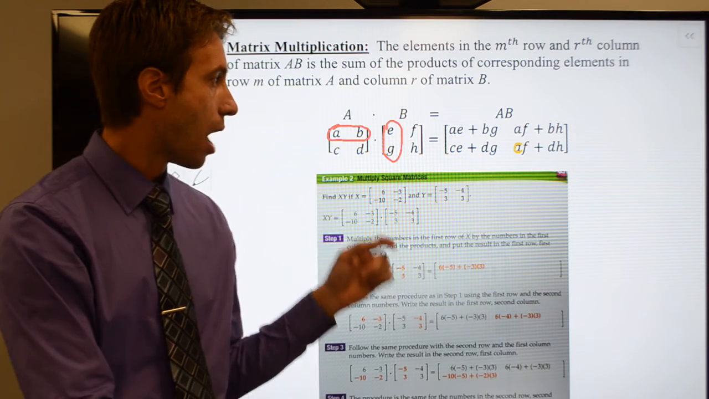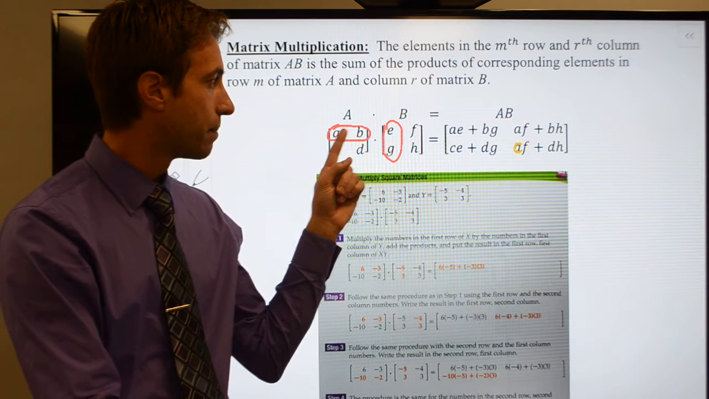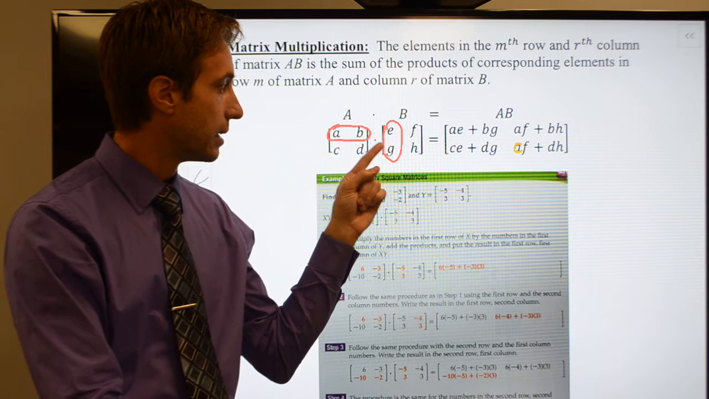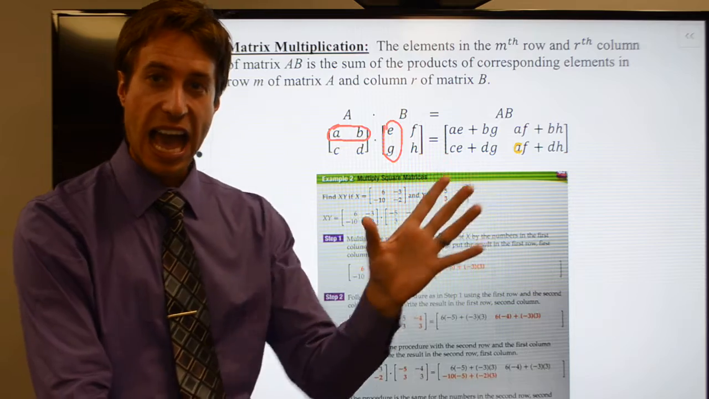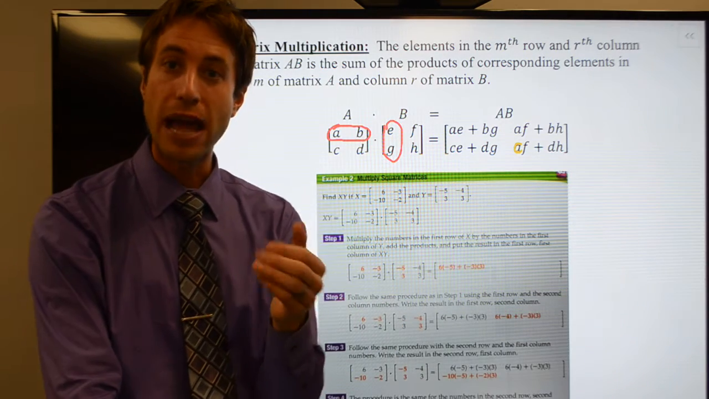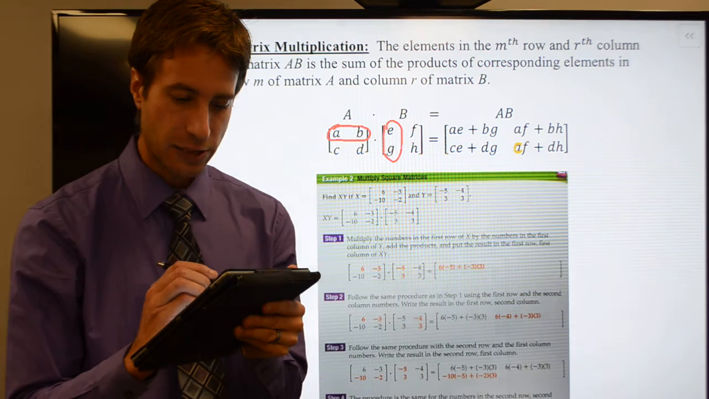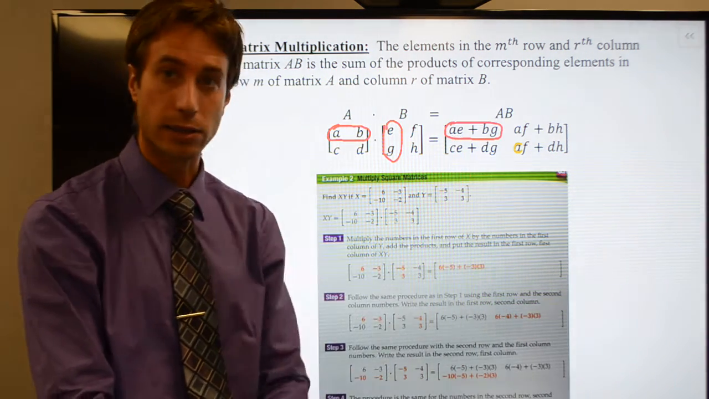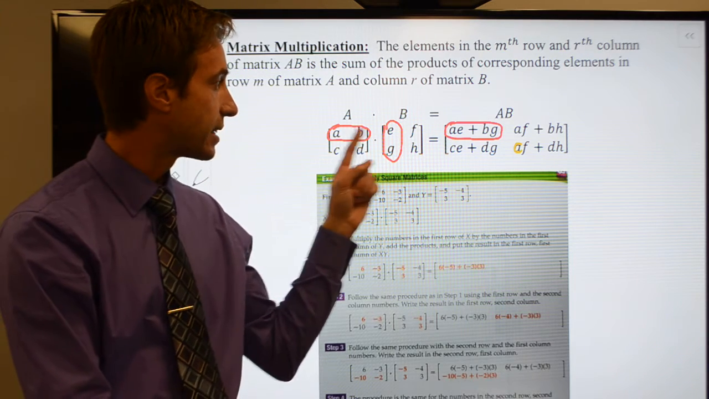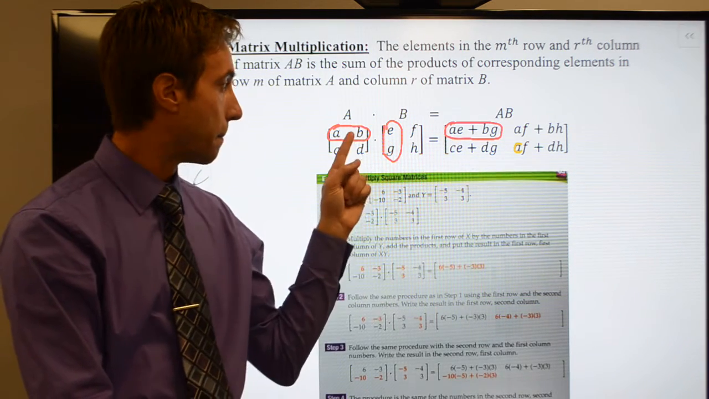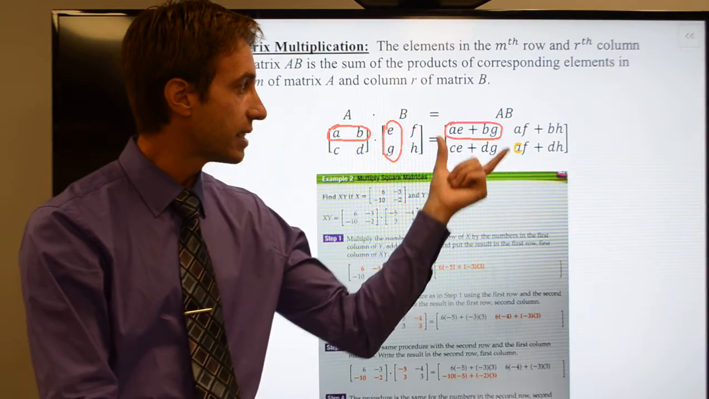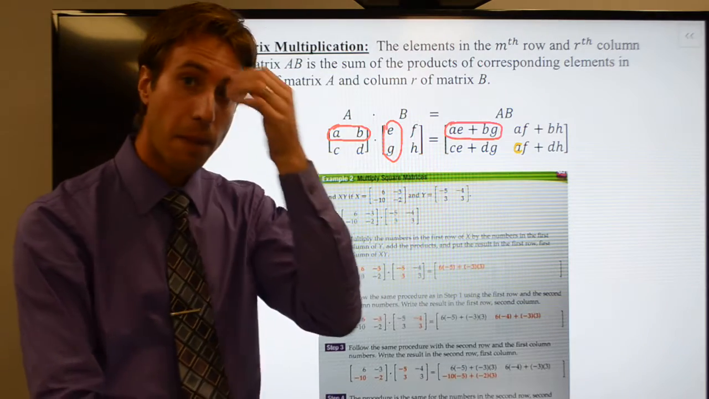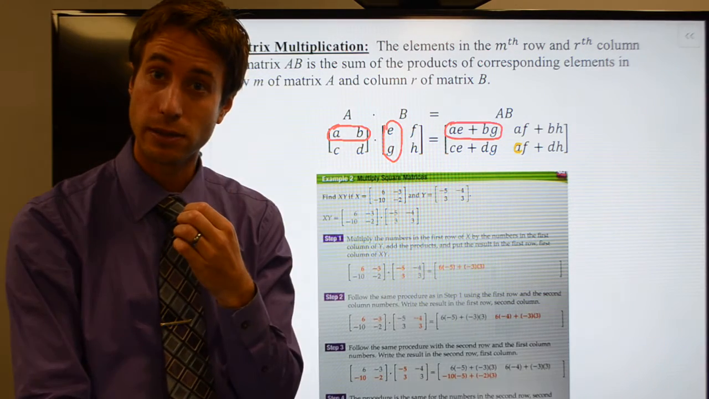Now, you're going to multiply corresponding elements and then add those products together. So here we go. I would multiply A times E. I would multiply B times G. Add those products together, and what does that give me? That gives me the first element in my product matrix, right? So A times E, there it is. B times G, there it is. I add those together and I've got the first element in my product matrix.